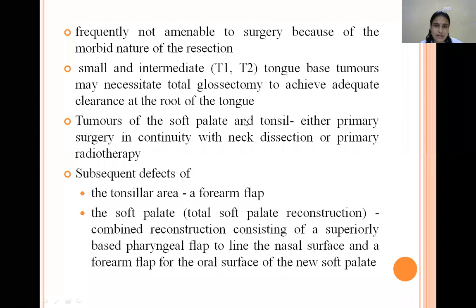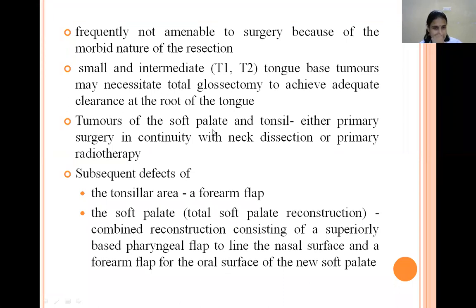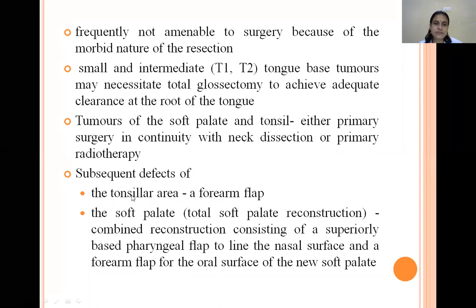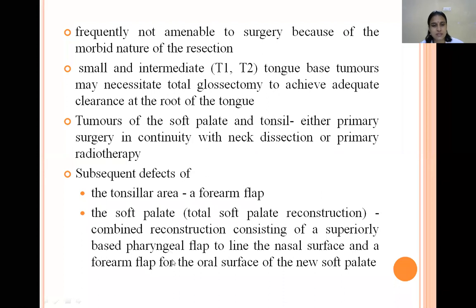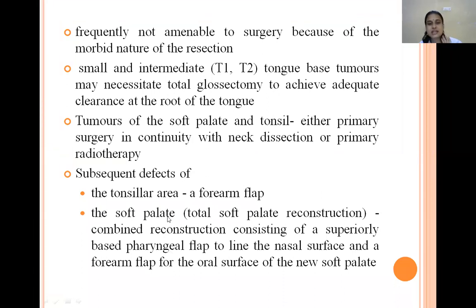Next, tumors of the soft palate and tonsil: primary surgery in continuation with the neck dissection can be done, and the primary defect of the excision can be closed with a forearm flap in case of a tonsillar tumor. For the soft palate tumor, combined reconstruction consists of a pharyngeal flap superiorly towards the nasal surface. Towards the oral surface, you can use the forearm flap. So that is the combined reconstruction procedure in case of soft palate excision in carcinomas. This again is followed by primary radiotherapy also.